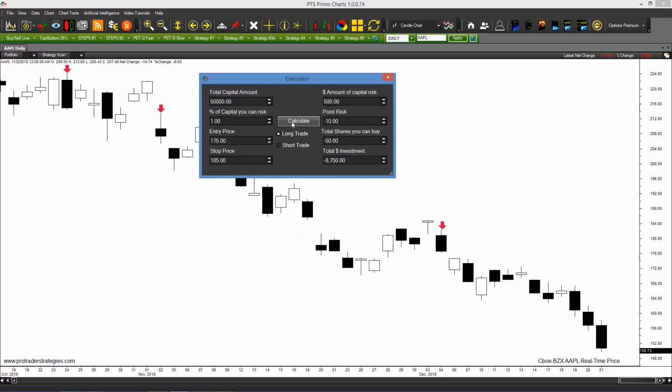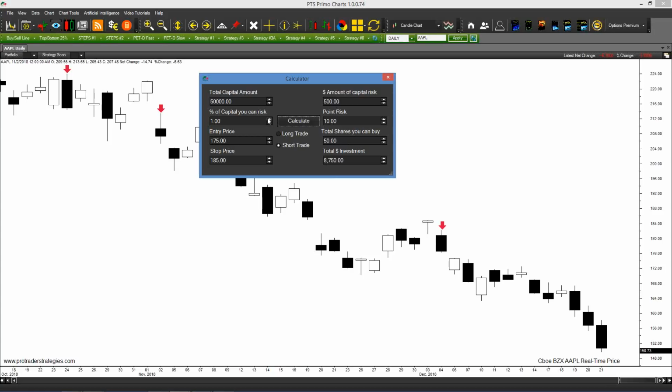We hit calculate. And as you can see, oops, I hit a long trade. I did that improperly. We're going short. So now we hit calculate. We're risking $500 because that's 1%. Our point risk is $10. We're only going to be able to go short 50 shares. But that's going to cost us just about $9,000. So that's all we're going to be really spending on this account. So that gives us plenty more money to buy stocks or to stay on the sidelines. Even though we're spending roughly $9,000, we're only going to be risking $500.